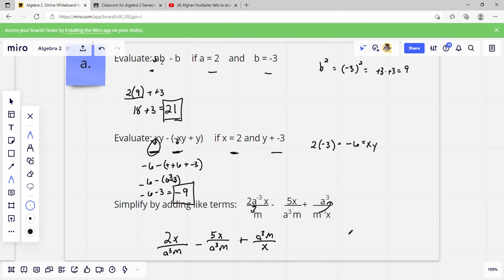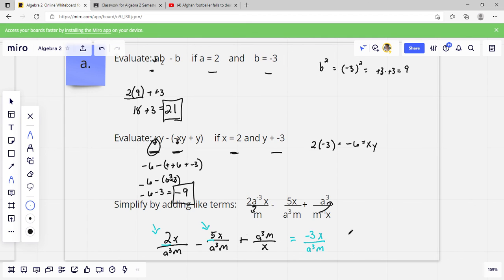So these are kind of swapped from the other ones. The ones that are going to be like terms are this first one, because it's got x over a to the third m, and the second one, because it's got x over a to the third m. This one is not, because the a to the third m is on the top and the x is on the bottom. They're swapped. So all I'm going to do is subtract 2 minus 5, which is negative 3x over a to the third m.